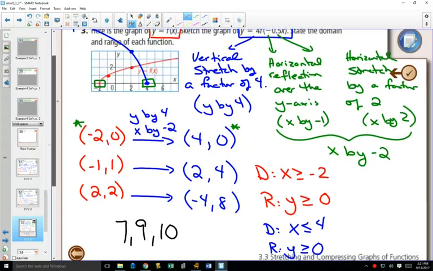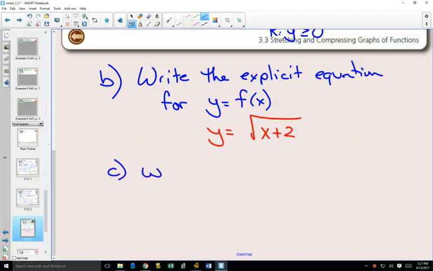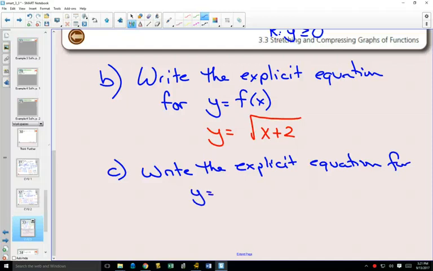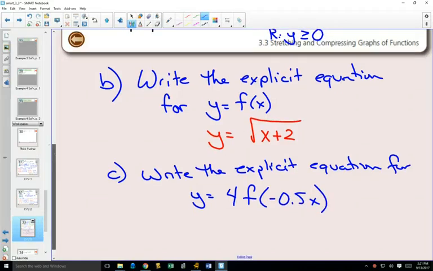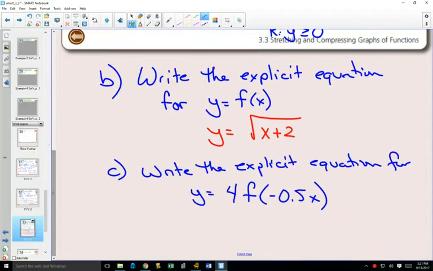Yes. Now for part C, write the explicit equation for y equals, and we had 4 f of negative 0.5x. That's what it was, right? Yes. So in other words, what is the actual equation for that one that has been flipped around?